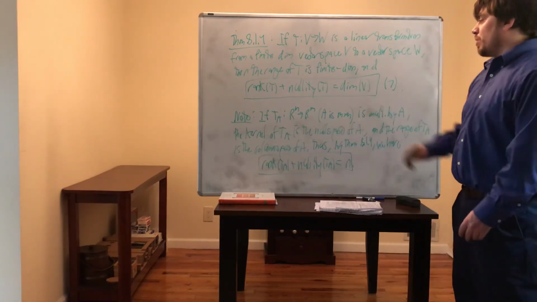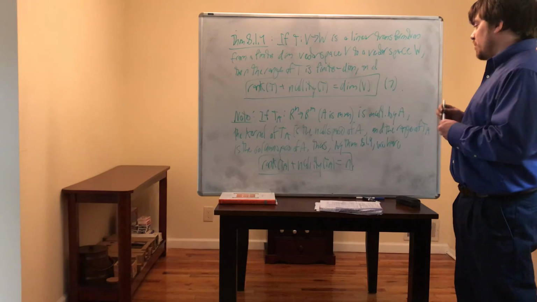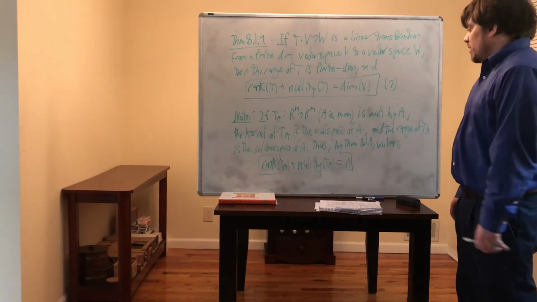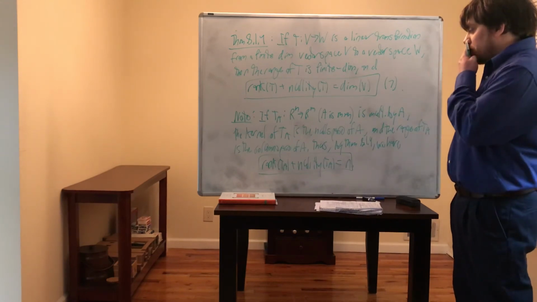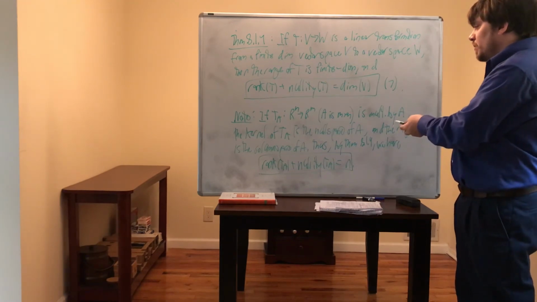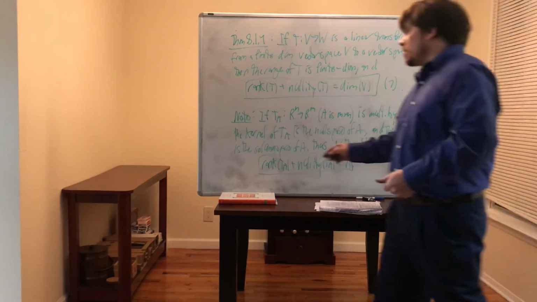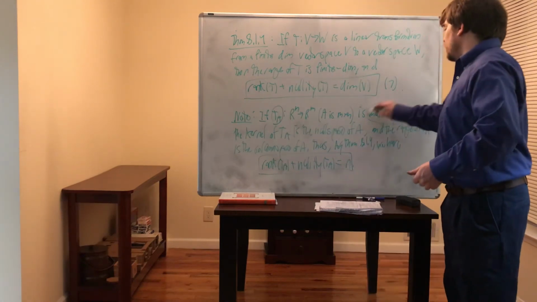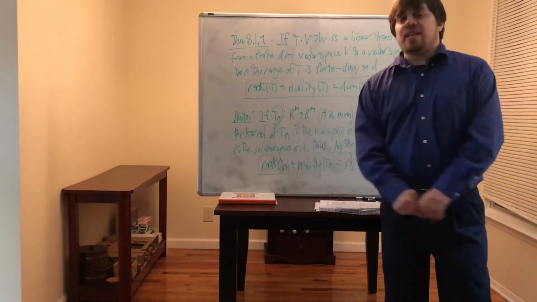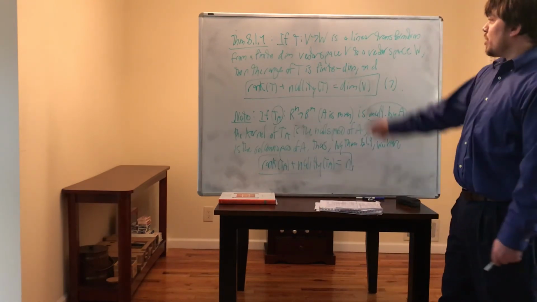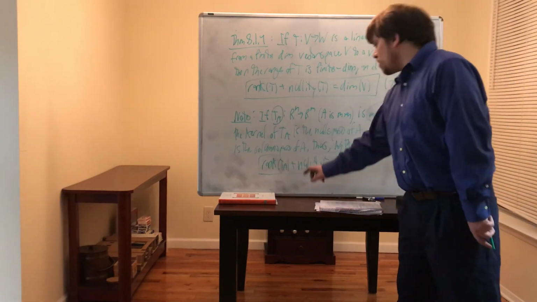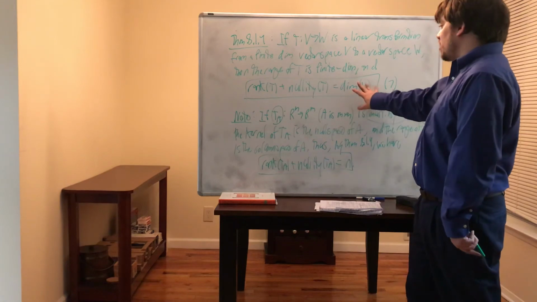So T sub A from Rn to Rm, where A is an m by n matrix, is multiplication by A. The kernel of T sub A is the null space of A. The range of T sub A is the column space of A. T is a matrix transformation, left multiplication by A. Every matrix transformation is a linear transformation, so by Theorem 8.1.4, the rank of T sub A plus the nullity of T sub A is equal to the dimension of V.